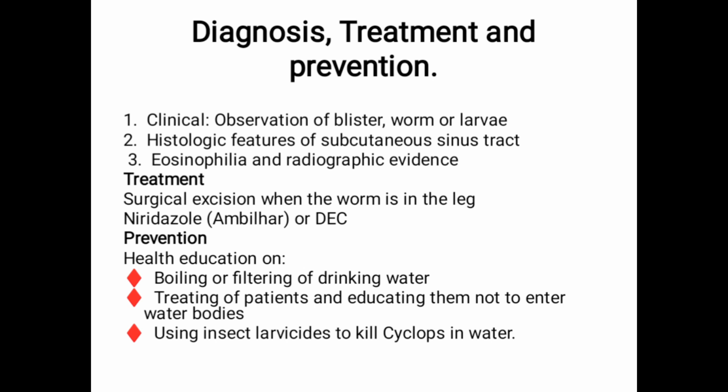Treatment: you have surgical excision. The worm is in the leg. Surgical excision means that the affected part will be cut open and the worm is removed from the point. Or somebody will be given niridazole, or diethylcarbamazine. Prevention is about health education on boiling or filtering drinking water, treating patients, educating them not to enter water bodies, and using insecticide larvicide to kill Cyclops in water.